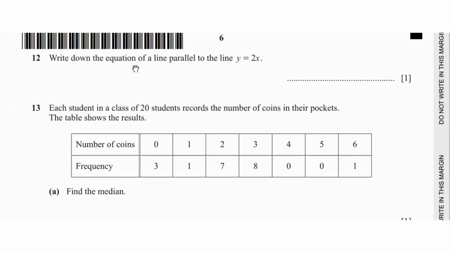Question 12 says, write down the equation of a line parallel to the line y equals 2x. So when 2 lines are said to be parallel, that means they have the same gradient. So over here, we can write any line. You can add or subtract any number from y equals 2x as long as your gradient is the same. And the gradient is basically the number that's multiplied to x. That is your gradient. So we can write y equals 2x minus 1, plus 1, any number can be added or subtracted. Once again, as long as the gradient is the same.